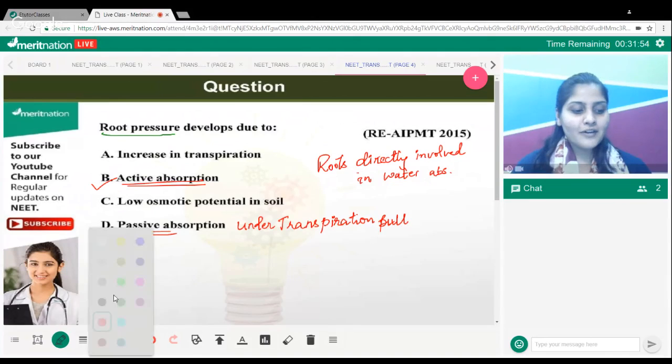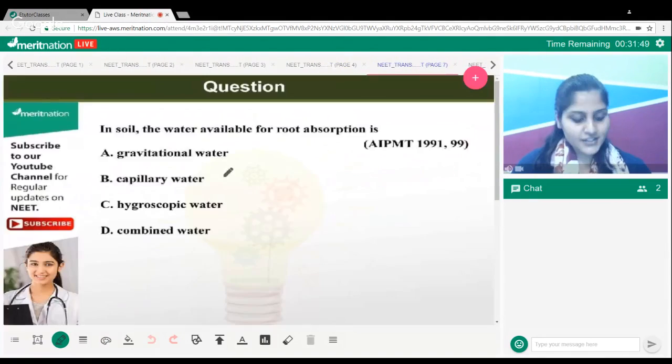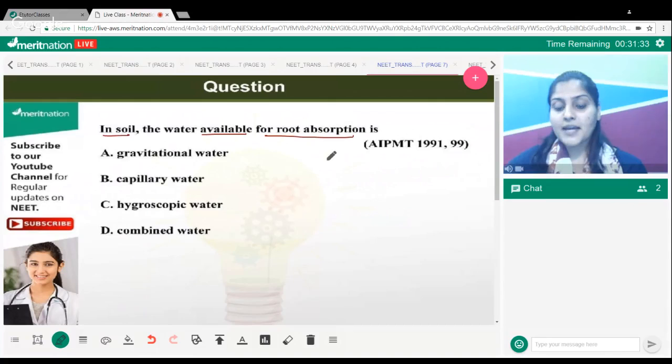Now, quickly, we will jump on to the next question. Here comes your next question. Time starts. Question is asking you that in soil, there are lots of different types of water present, right? What is the only type of water that is available for root absorption? I mean, root cannot access every type of water present. That's not physically possible for them.